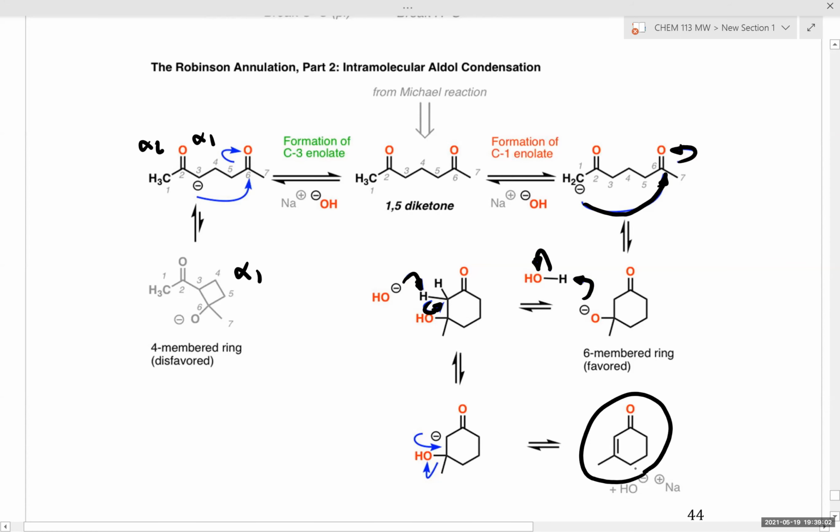Does this mechanism make sense to everyone? And do the key steps from the Robinson annulation mechanism make sense?